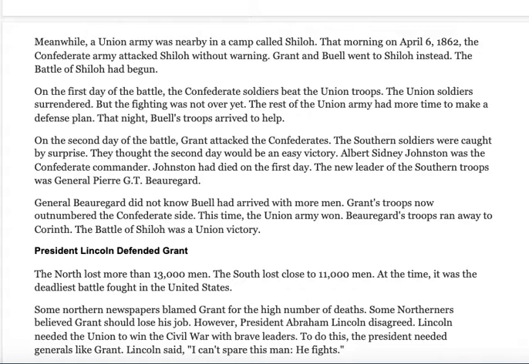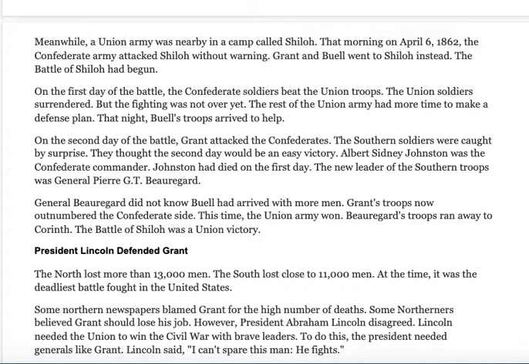On the second day of the battle, Grant attacked the Confederates. The Southern soldiers were caught by surprise. They thought the second day would be an easy victory. Albert Sidney Johnston was the Confederate commander. Johnston had died on the first day. The new leader of the Southern troops was General Pierre G.T. Beauregard. General Beauregard did not know Buell had arrived with more men.